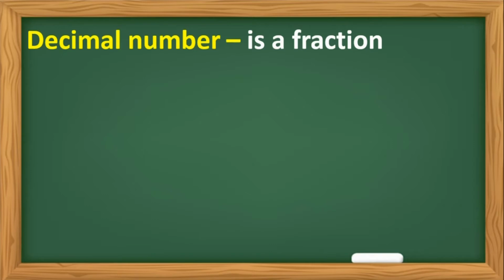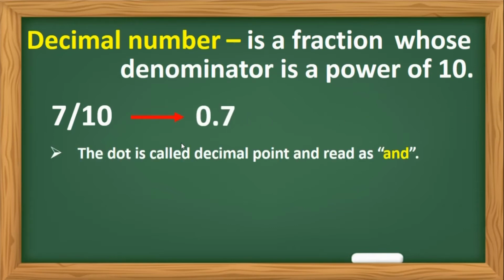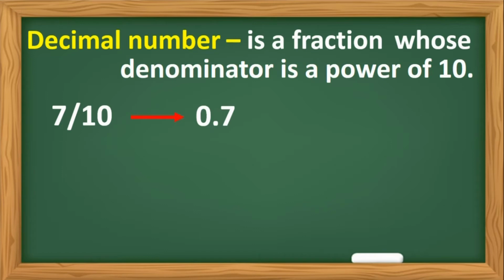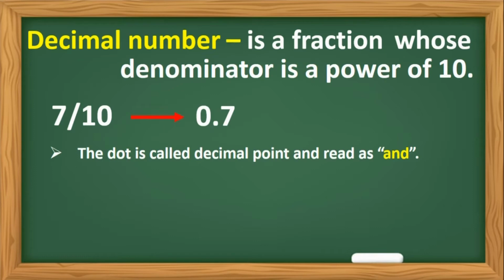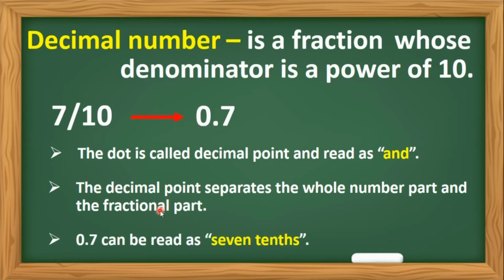A decimal number is a fraction whose denominator is a power of 10. For example, we have 7/10. In decimal, we write 0.7. But that is not the proper way of reading this number. The dot is called the decimal point and is read as "and." The decimal point separates the whole number part and the fractional part. So 0.7 can be read as 7/10.